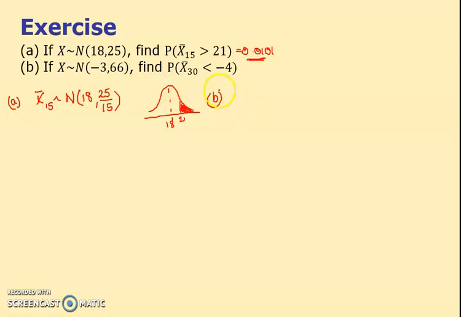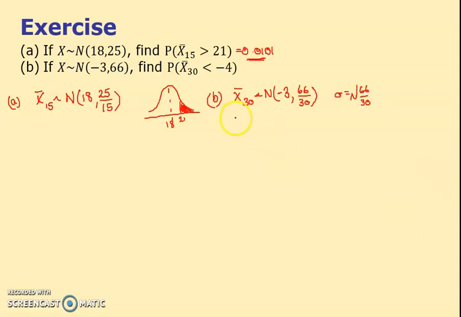B, again, x bar, 30 this time, will be normal still. Mean will still be minus 3. 66 is my variance there. So if I do a sample of 30, it's 66 over 30, and therefore sigma will be the square root of that lot.